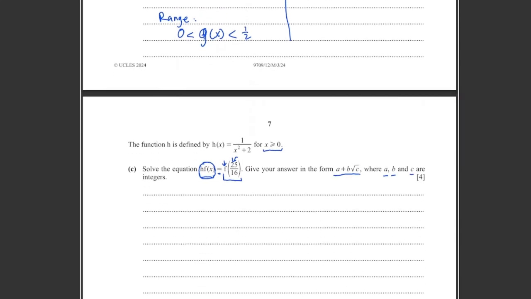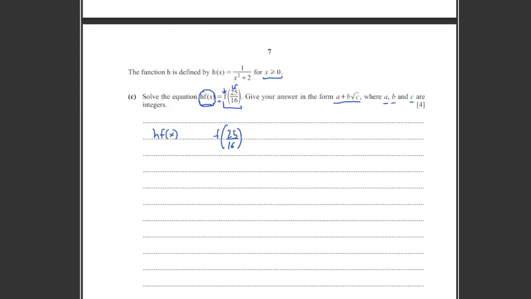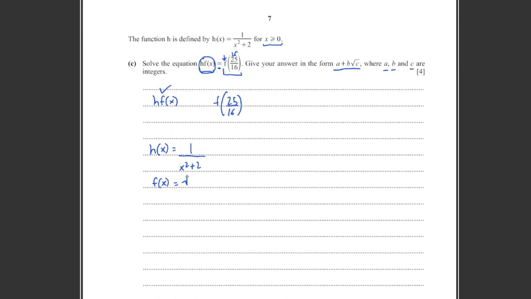Well, what we can do is first find out what h f of x is, and then separately find out what f of 25 over 16 is, and then we can put them together. So I'm going to go for this first. What is h? So h of x is basically 1 over x squared plus 2. What is f of x? So f of x is basically square root x minus 1. And so what I'm going to do is put this thing inside this function, because that's how I get this function. It's a composite function. So my h f of x is basically going to be, I put a square root x minus 1 in place of the x. And so I square that, and then I have my plus 2 over here. So this is what my h f of x is.